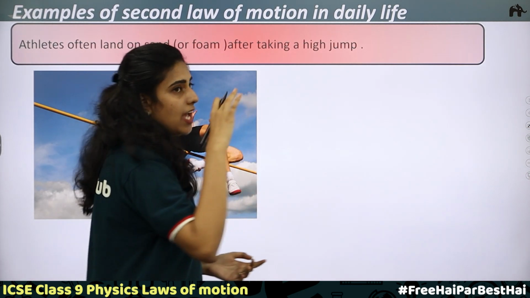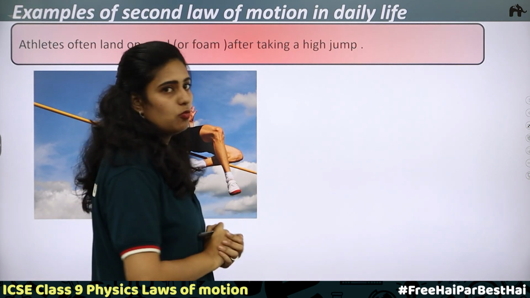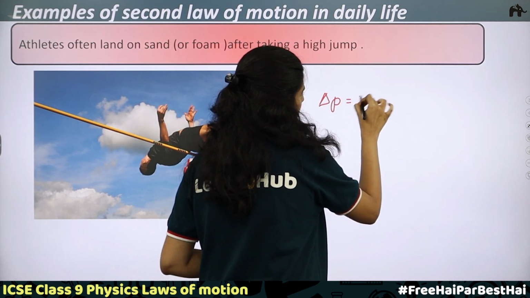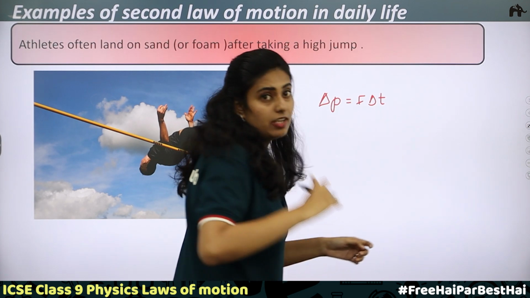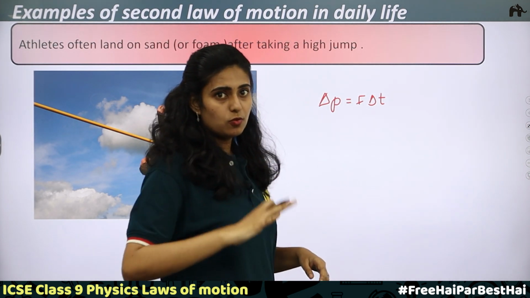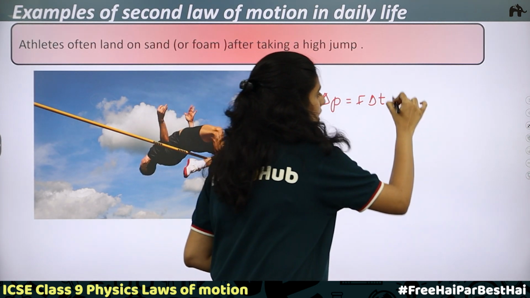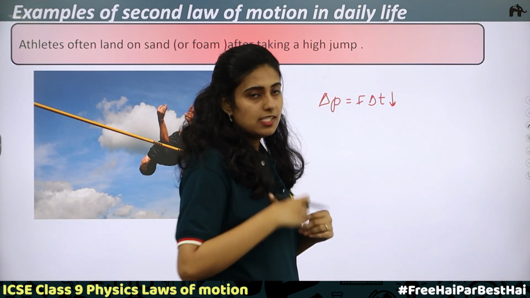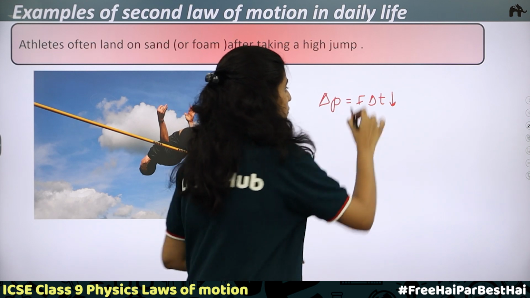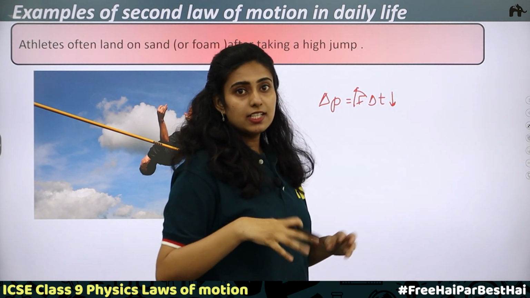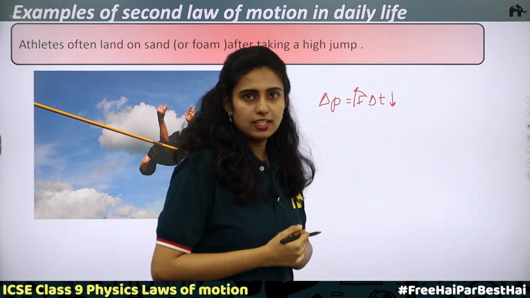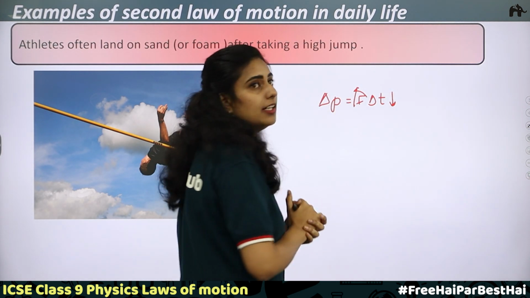This is because when you land on a hard floor, there we have delta P is equal to F delta T. When you are landing on a hard floor, the time interval decreases for your body to come to rest, which means the force will increase. When force increases, the impact will increase and the chances of injury will increase, and you will get hurt more.